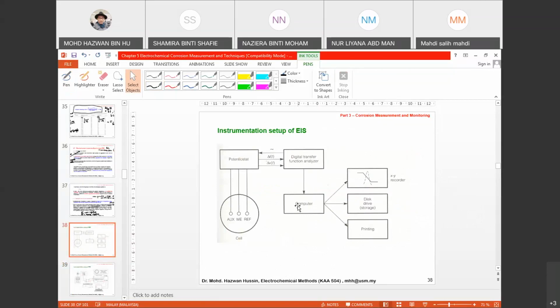Okay, I will explain to you how you will get real impedance and also imaginary impedance. This is basically the instrumentation setup. Same as other methods, you will have an electrochemical cell, a reference electrode, a working electrode, and also a counter or auxiliary electrode, connected to a potentiostat, okay? Here it means that you use potentiostatic.